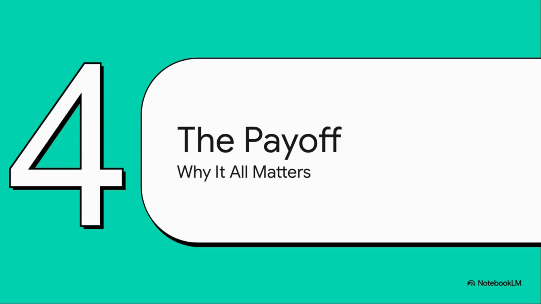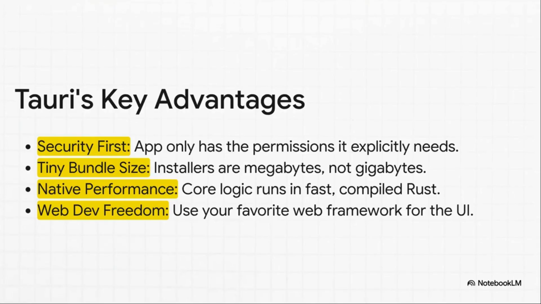It's so efficient. So, we've gone through the architecture, we've talked about the Rust core and how these two parts communicate, but so what? Why does any of this actually matter? Let's talk about the payoff, the real-world benefits you and your users get from this whole setup. This architecture really boils down to 4 massive wins. First up, security. Because you have to explicitly list everything your app is allowed to do, it's secure by default, no surprise permissions.